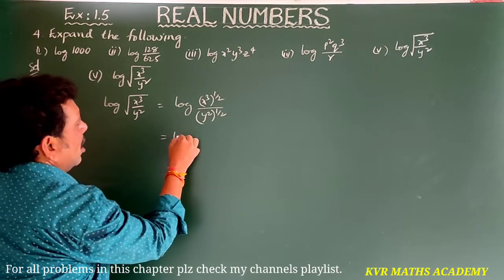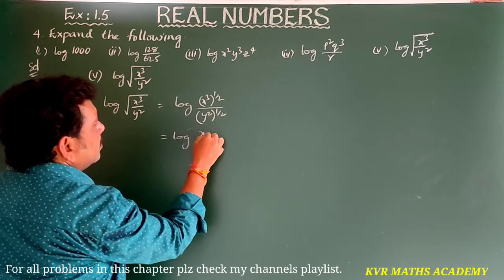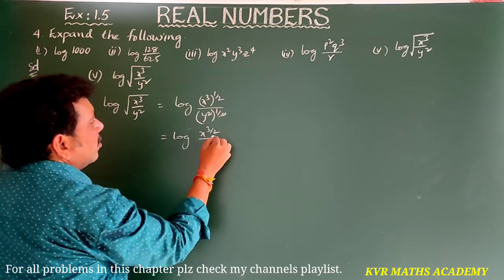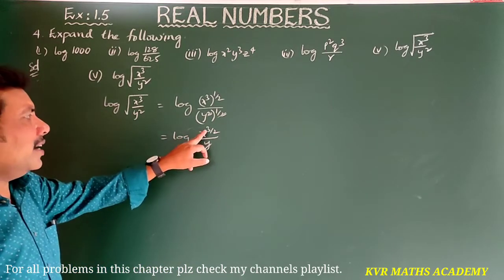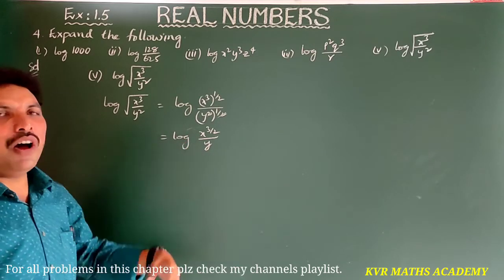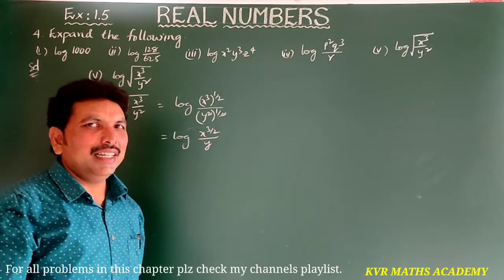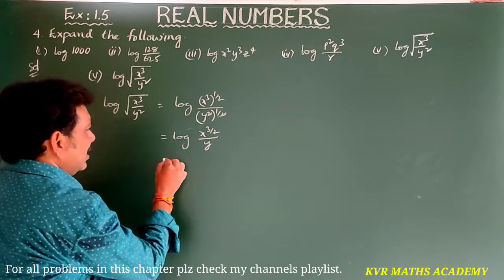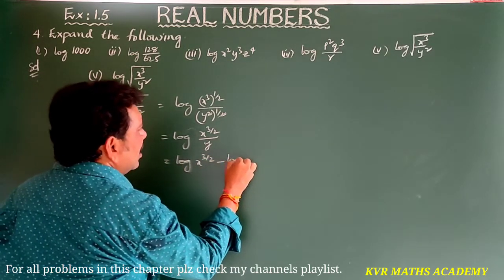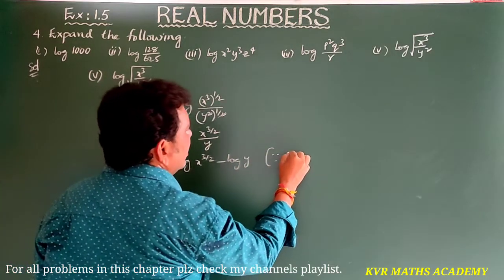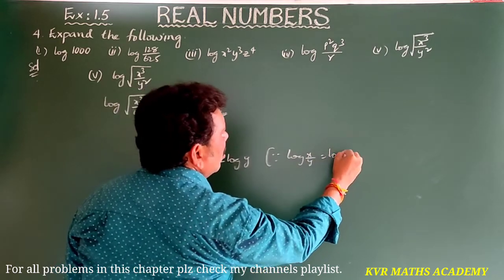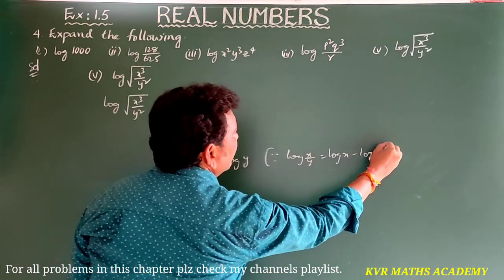So that is equal to log x power 3 by 2, the 2 gets cancelled in y only. Log x power 3 by 2 by y. Now it is in the form of log x by y. Log x by y is log x minus log y. This can be written as log x power 3 by 2 minus log y, since log x by y is equal to log x minus log y.